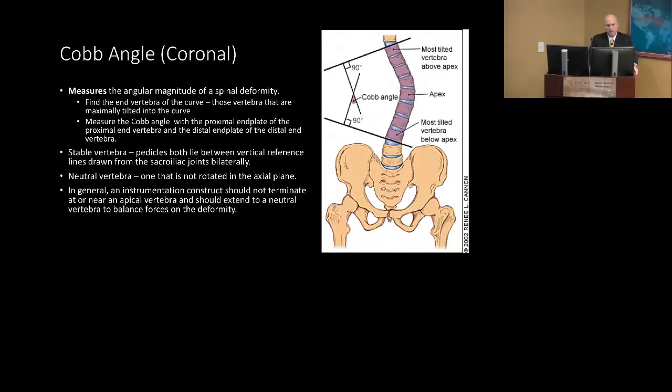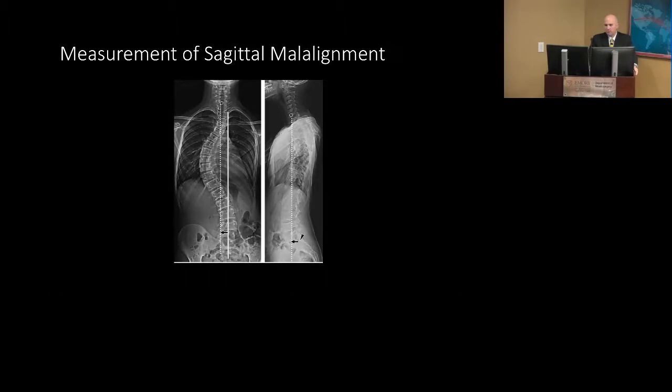time and time again. So what about measurement of sagittal malalignment? For sagittal malalignment, we use something called the central sacral vertical line, where we take a plumb line drop from the middle of C7 and drop it straight down as if it had a weight on it.